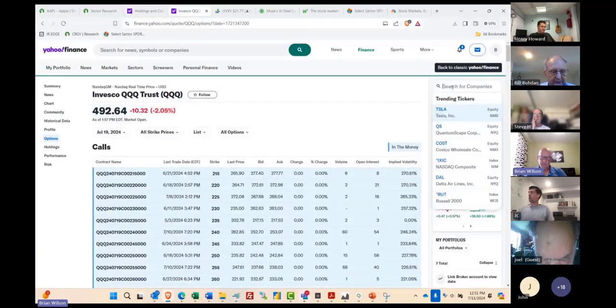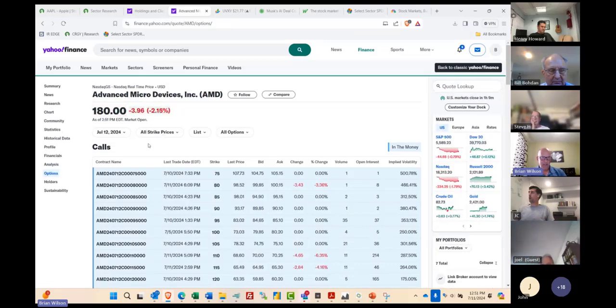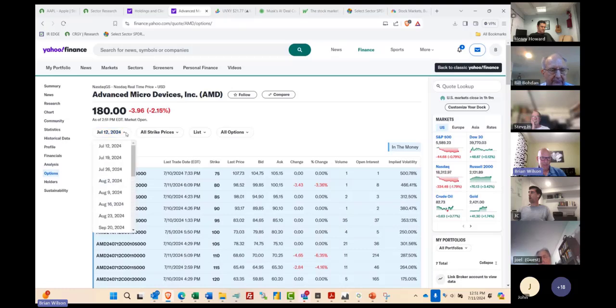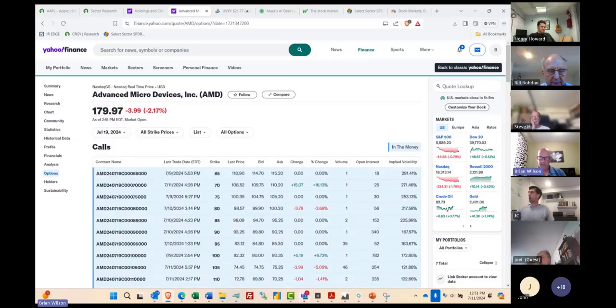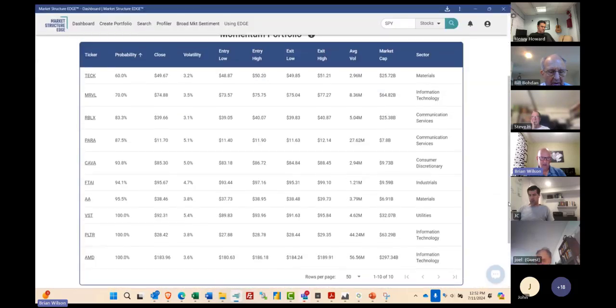We'll pull that up and look at it. I was looking at the QQQ options chain before the call. I might get to that a little bit later. But if you look at AMD and you're looking at expirations, that's going to be next week for the regular expirations activity. If you were looking at the setup for AMD right now, it depends how you want to trade it. Let's go back to the entry points. Entry low is 180.63. Entry high is about 186.